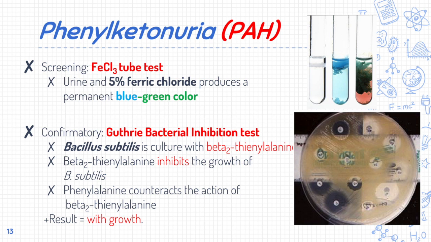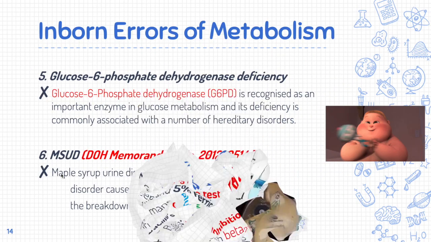And if that's the case, you will be having a growth. And a growth means a positive result. A positive result means with growth, meaning your beta-2-thienylalanine was inhibited by an increased amount of phenylalanine found in your patient's specimen, meaning your patient is deficient of a particular enzyme, causing him or her to have phenylketonuria. Are we clear? So I just want you to really study your ferric chloride and your Guthrie inhibition test more.